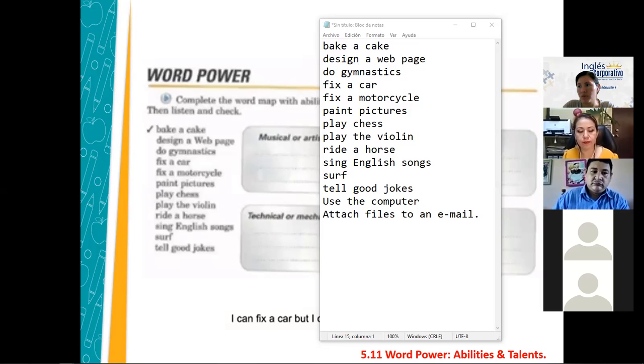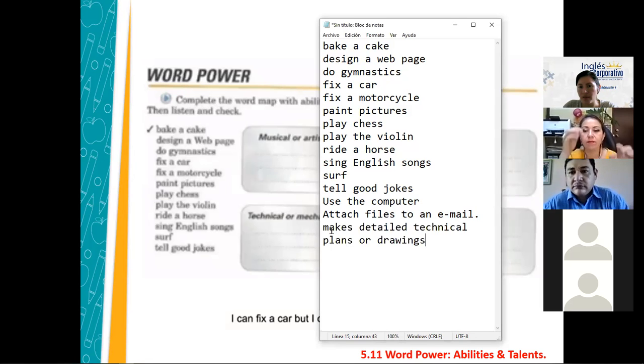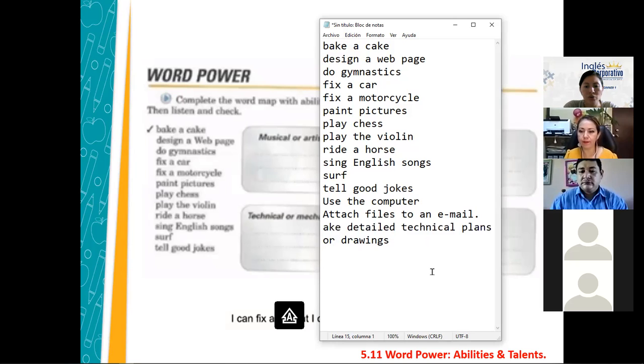Give me one. So that would be, bueno, yo lo voy a poner así. To make detailed plans or drawings, ¿verdad? Make, ¿ok? Hacer. Porque dice ahí que un draftsman, como lo voy a compartir, su amigo.